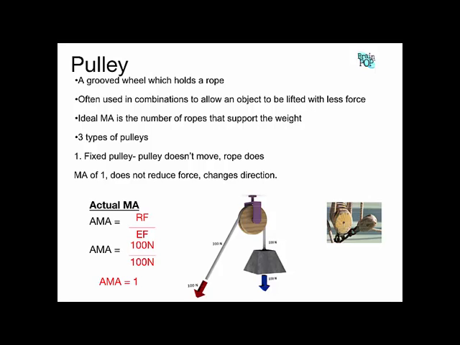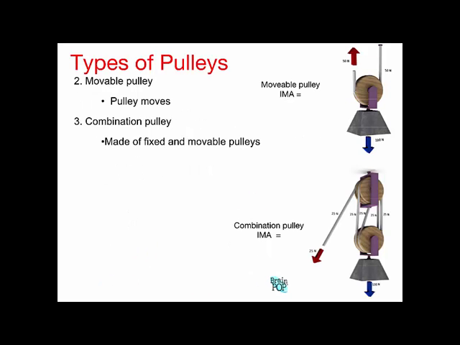So what should this force be? More than 100. Slightly more. And what should the mechanical advantage be? Slightly less than 1. But that's not the way the example is set up. But you get the idea. Then there are movable pulleys. This is a movable pulley.